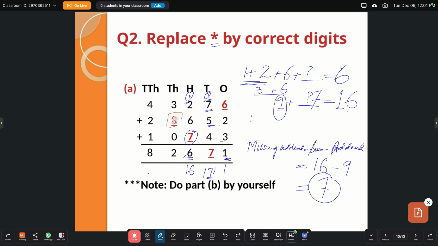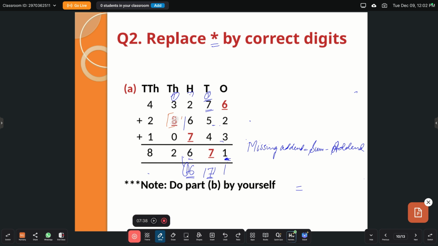Okay. So, it was 16 here. So, 6 is here and 1 is being carried over to thousands column. Okay, now in thousands column, beta, there is 1, there is plus 3, there is a missing digit, and the next addend is 0, and there is 2.